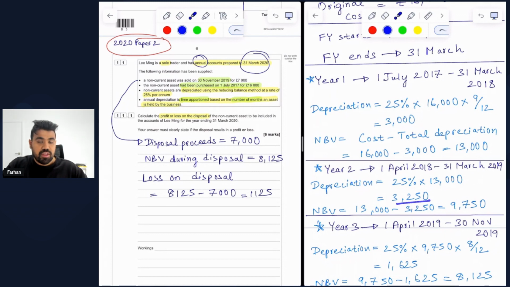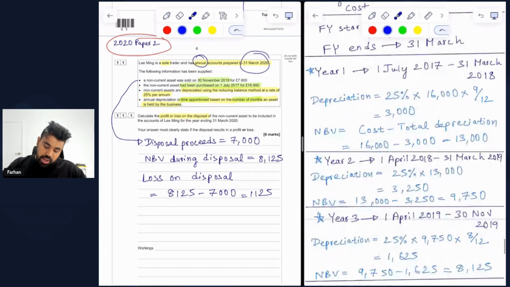Again, you want to find the net book value always when you're using the reducing balance method. If you want to find the net book value at end of year 2, you just simply take the net book value at end of year 1, which was 13,000, and then you subtract the new depreciation of 3,250, and you should get a net book value of 9,750 pounds. Now let's move on to year 3, which is the final year of usage.